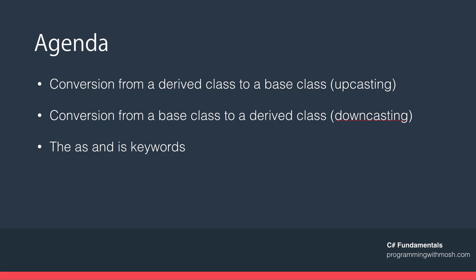So I'm going to talk about conversion from a derived class to a base class, which is referred to as upcasting. And then I'm going to talk about the opposite, so from a base class to a derived class, which is referred to as downcasting. And finally, I will explain the as and is keywords.